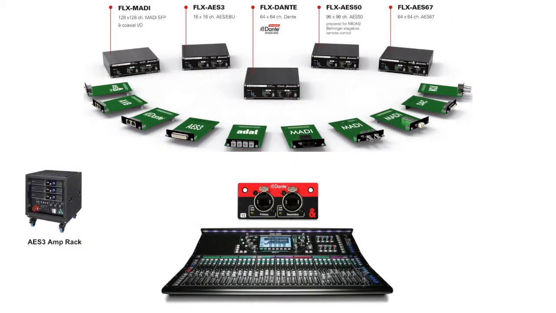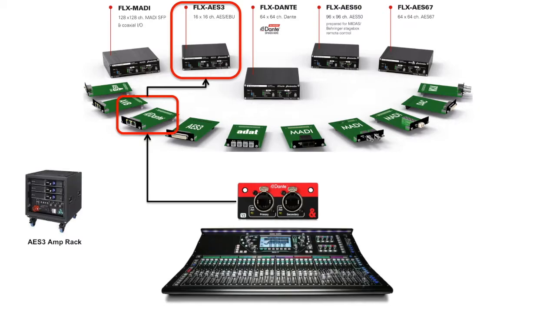You might have a Dante card in your live mixing console. You'll go into the Dante port of the aux Dante card, which is installed into the back of the Flexiverter AES3, and you will run two D-sub cables down to your AES3 amp rack. So this is one situation that you might come across.